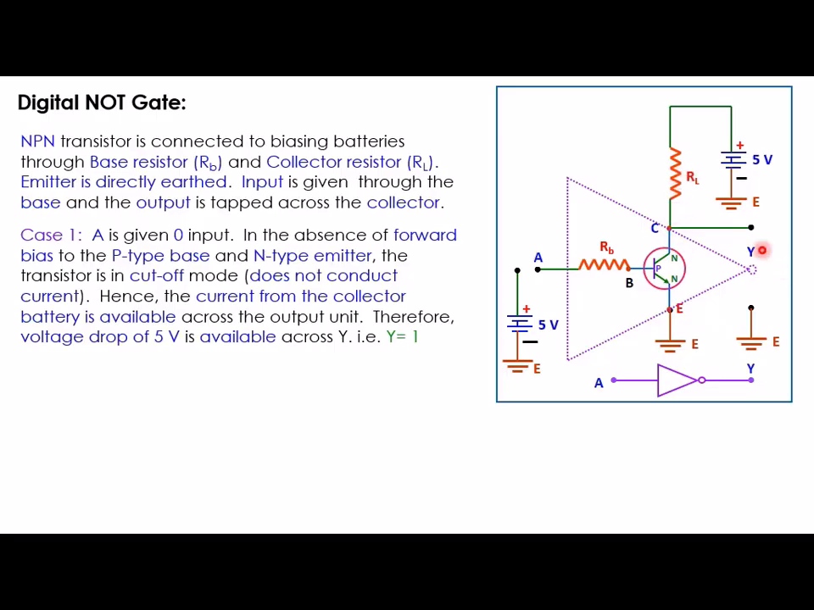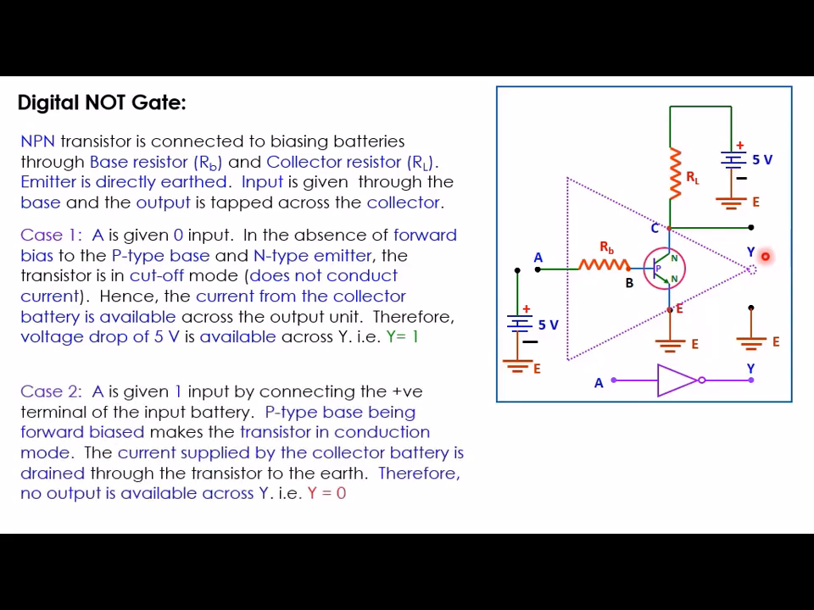If it is not conducting current, then across the collector you will get the same potential, plus 5 volt, because it is not conducting any current, and there will be no potential drop across this load resistance RL. So for A equal to 0 input, you are getting output Y equal to 1.